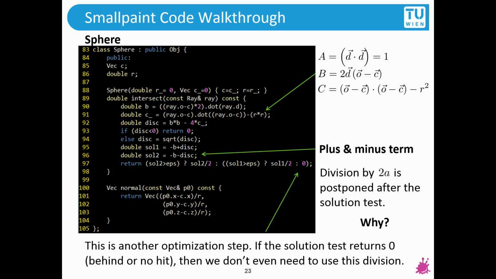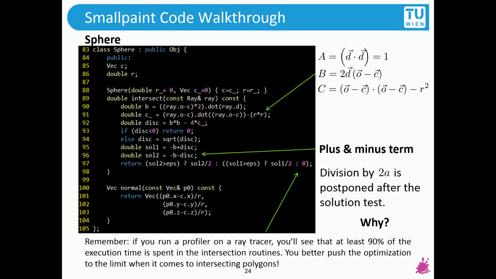This would mean that we don't have any hits, or the hits are behind us, and we are not interested in intersections that are behind our ray. There is a possibility that we encounter this, and in this case, I don't want to waste my time by dividing these solutions by 2, because I'm not going to use them. Why am I splitting hairs here? That's an important question. Why do we need to optimize so much?